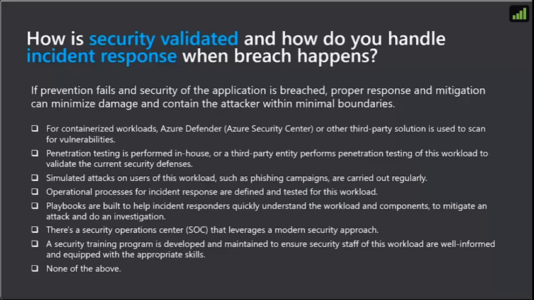A security training program is developed and maintained to ensure security staff of this workload are well informed and equipped with the appropriate skills. Cybersecurity threats are always evolving, and therefore those responsible for organizational information security require specialized, continual, and relevant training to ensure staff maintains the level of competency required to protect, detect, and respond. Or as always, you can select none of the above for your evaluation.